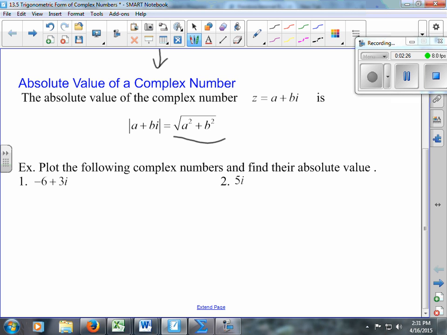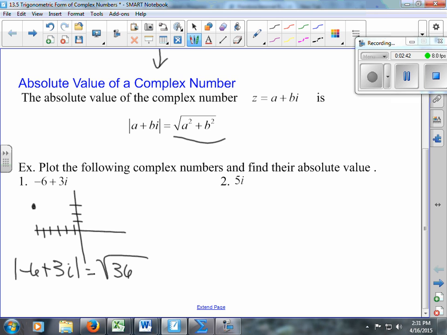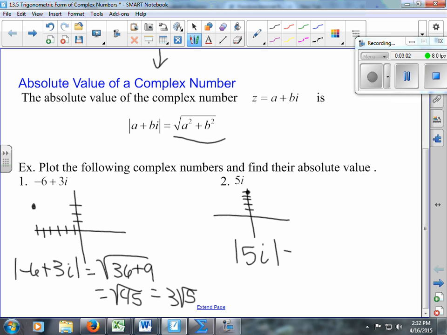And so here I have two examples. -6 plus 3i, that is this point right here. To find the absolute value of -6 plus 3i, the distance from the origin, that's just the square root of 36 plus 9, or the square root of 45, which is 3 radical 5. In my second example, I have a complex number whose real component is 0 and whose imaginary component is 5. You can see that the absolute value of 5i is just 5. It's 5 units up from the 0.